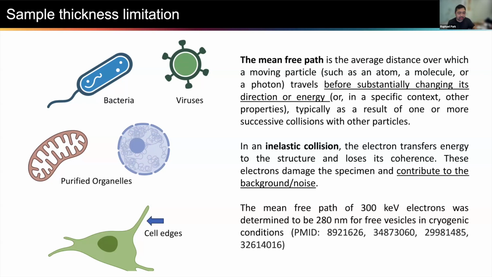In cryo-ET, sample thickness is really the key limitation here. It's all because of this concept of mean free path. For a 300 kV TEM microscope, if you want high resolution imaging, you need to limit your sample thickness below 280 nanometers. And that is why historically cryo-ET has been used on specimens such as bacteria, virus, purified organelles, and in some cases, very thin areas of mammalian cells.